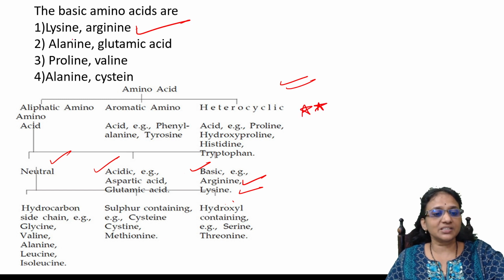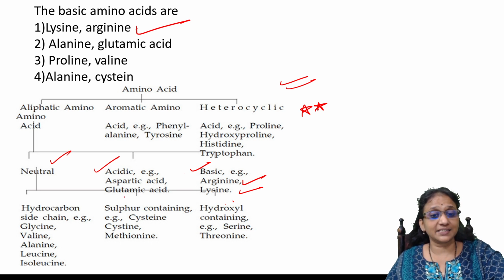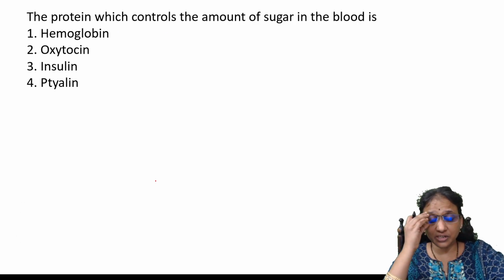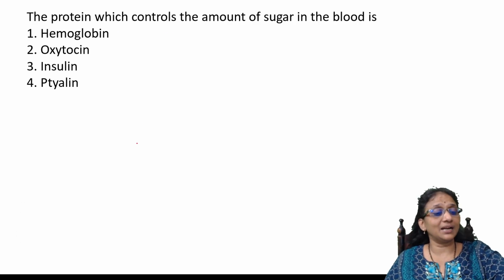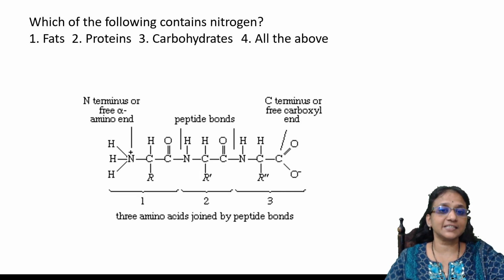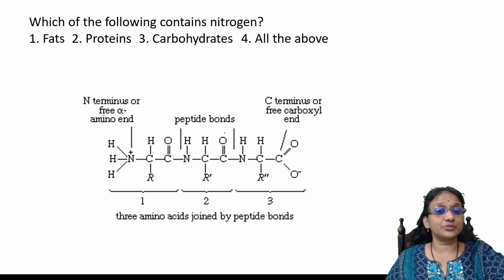Now let us check alanine and glutamic acid. Glutamic acid is coming under acidic amino acid. Correct. So let us check proline. Glycine is coming here. Alanine, glycine. Okay, proline, where is it coming, students? Like that, to remember the table, learn the table. Next question. The protein which controls the amount of sugar in the blood. Yes, hemoglobin. Easy.